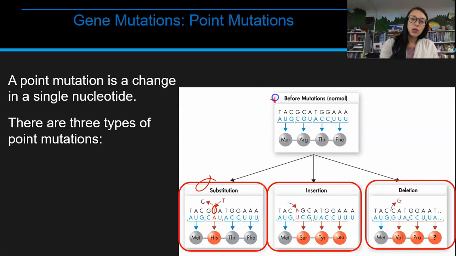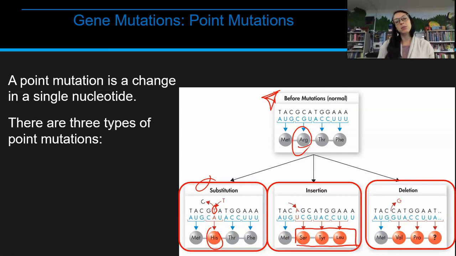So here is the original genetic sequence before a mutation. If a substitution occurs, we're going to completely change this arginine amino acid to this amino acid down here. We also have an insertion. This is where you could just add a nucleotide. If you simply add a nucleotide, you shift all of these nucleotides over, which means you change all of these amino acids completely. Similar to an insertion is a deletion.